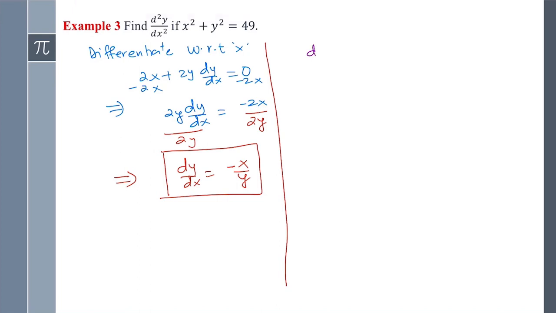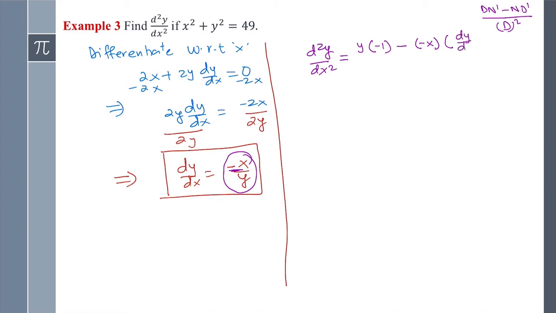So the second derivative d2y/dx2 equals, so we have to differentiate this one. Now we have to use the quotient rule. Remember, the quotient rule is the denominator times the derivative of the numerator, minus the numerator times the derivative of the denominator, divided by the denominator squared. So the denominator is y, so y times the derivative of the numerator, which is negative x, so the derivative is negative 1, minus the numerator, negative x, times the derivative of the denominator, dy/dx, then everything divided by y squared.